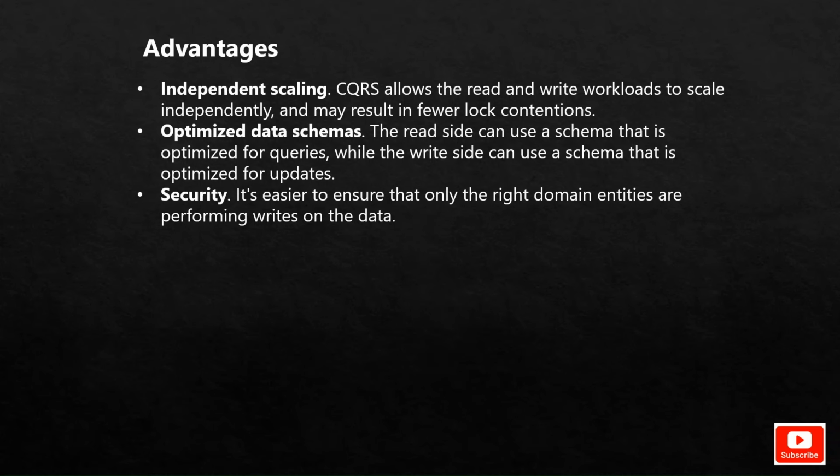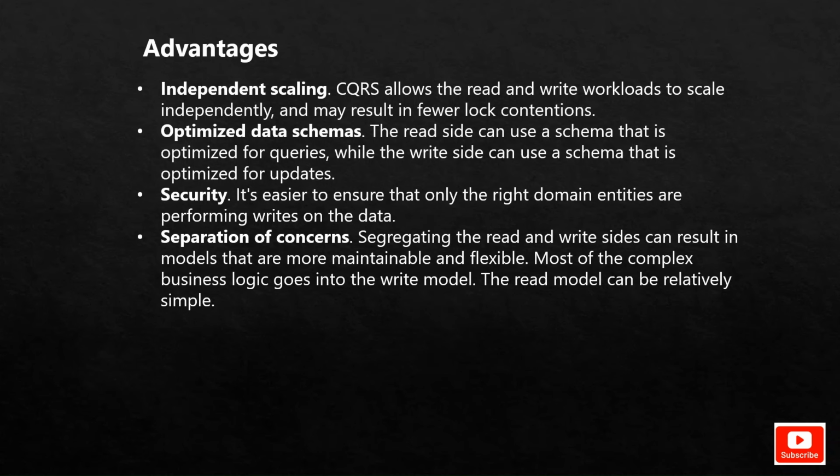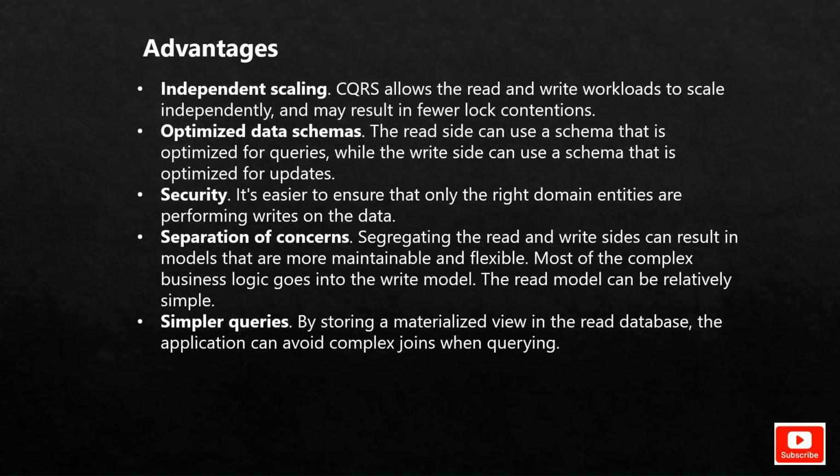Security: it is easier to ensure that only the right domain entities are performing writes on the data. Separation of concerns: segregating the read and write sides can result in models that are more maintainable and flexible. Most of the complex business logic goes into the write model. The read model can be relatively simple. Simpler queries: by storing a materialized view in the read database, the application can avoid complex joins when querying. Due to these advantages, in APIs where we have very complex CRUD operations, CQRS can help to optimize our API for better performance.